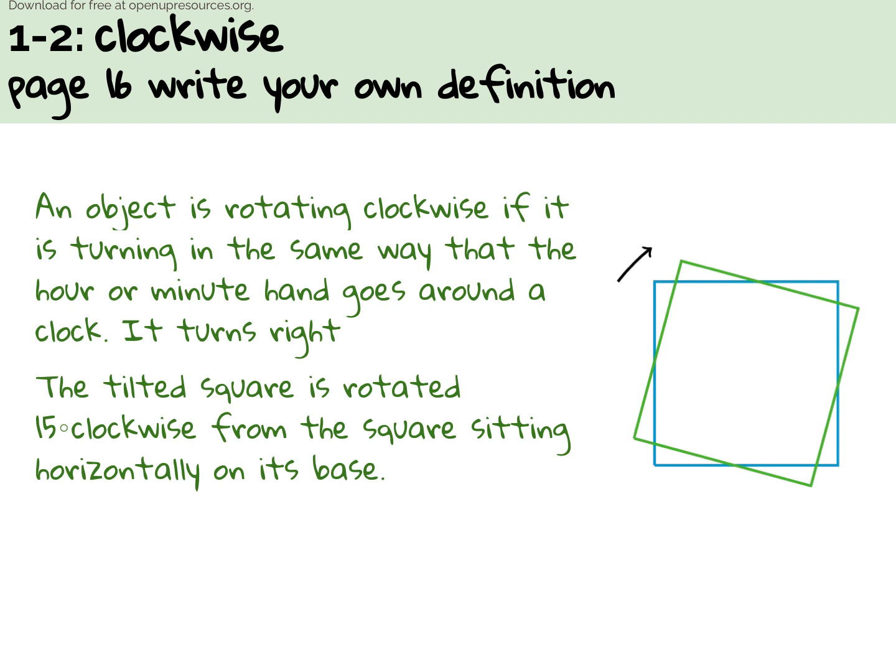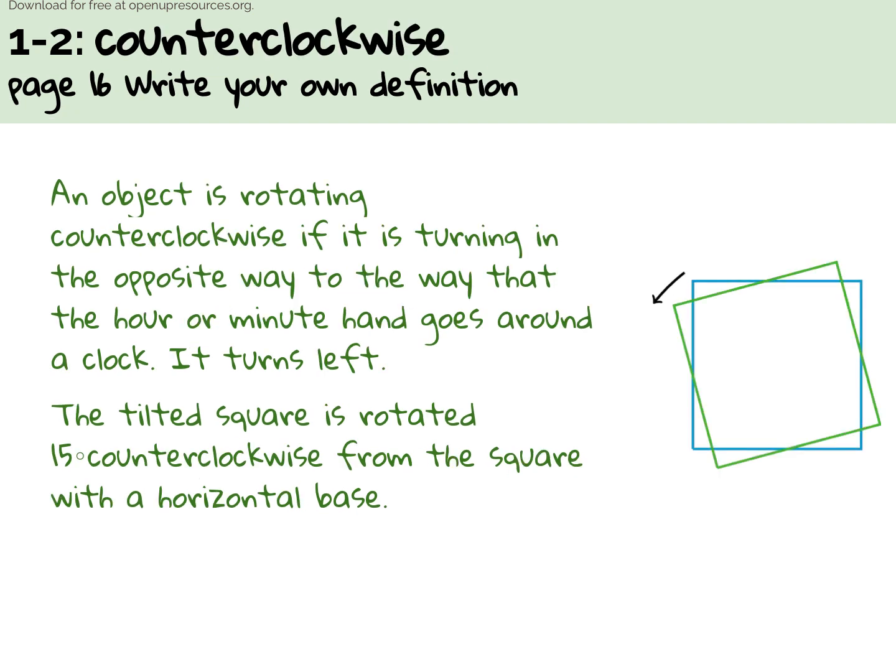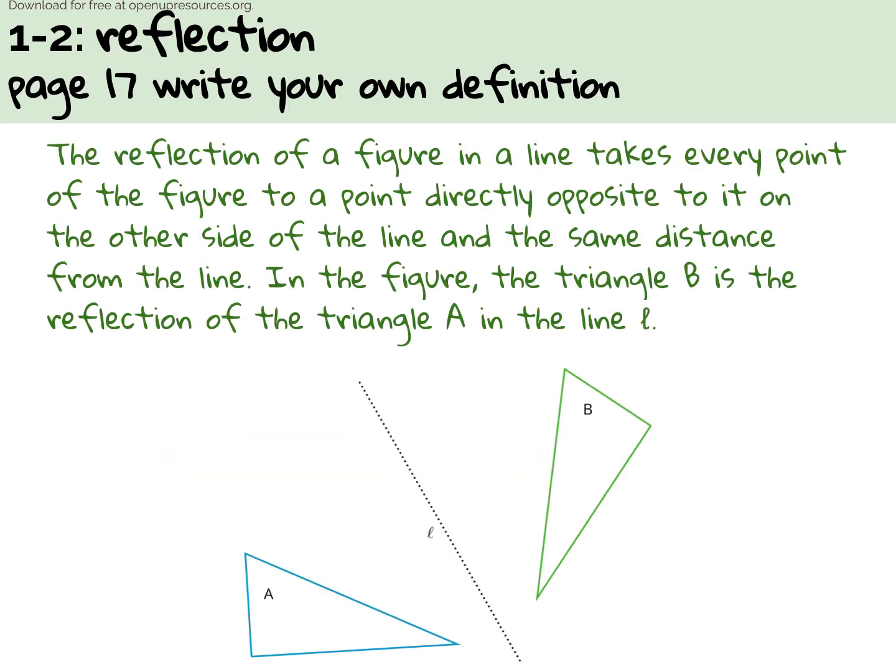Also on page 16, we have clockwise. Remember, if you look at my clock, which way does it go? It goes to the right. So clockwise is a turn to the right. Counterclockwise is opposite of my clock. If you look at my clock, opposite of my clock is to the left. A reflection of a figure needs a line, and it goes over a line, so it's kind of a mirror image.